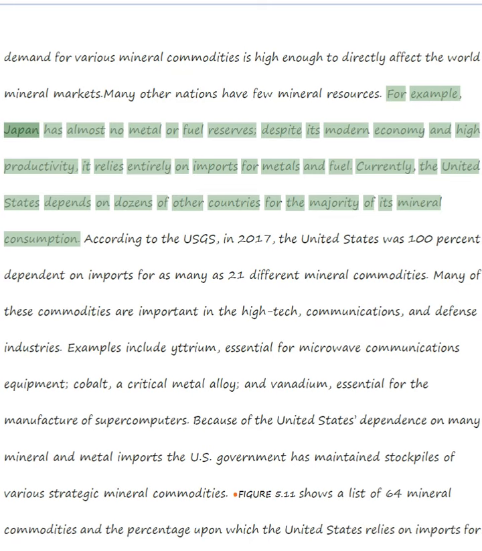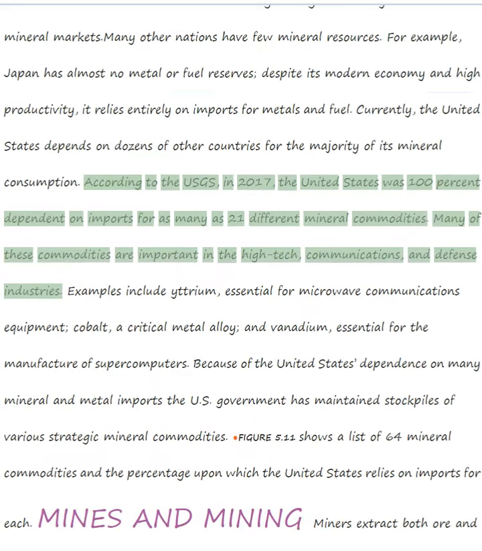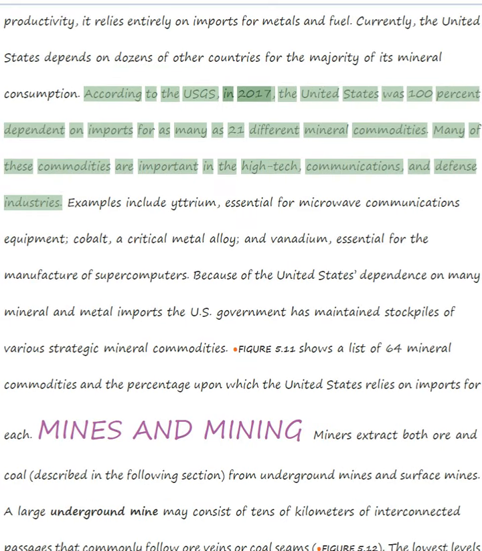For example, Japan has almost no metal or fuel reserves. Despite its modern economy and high productivity, it relies entirely on imports for metals and fuel. Currently, the United States depends on dozens of other countries for the majority of its mineral consumption. According to the USGS, in 2017, the United States was 100% dependent on imports for as many as 21 different mineral commodities. Many of these commodities are important in the high-tech, communications, and defense industries.